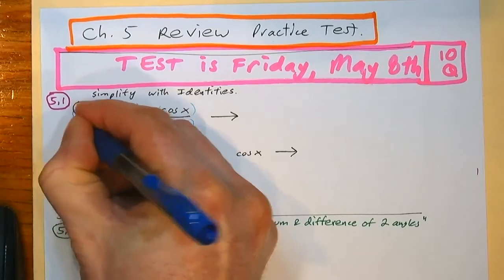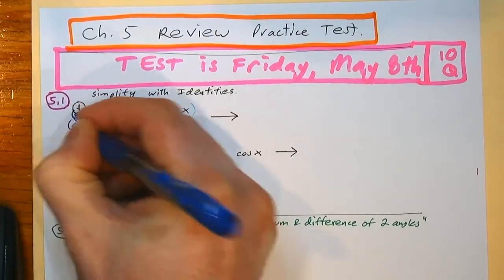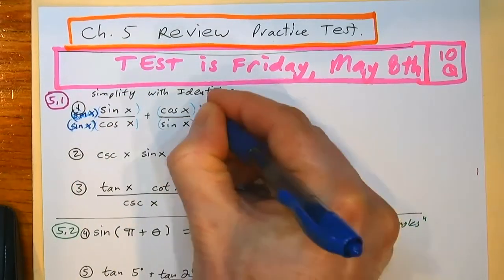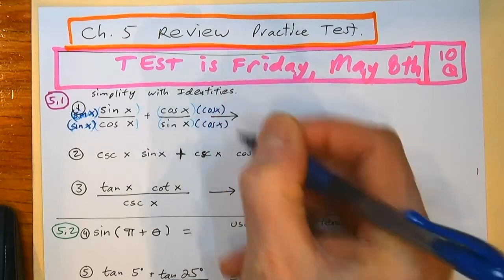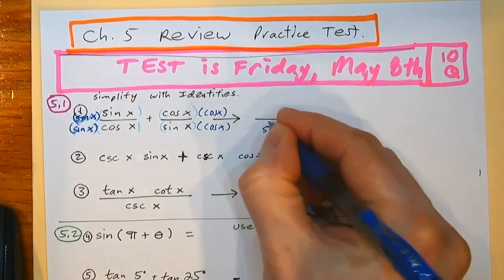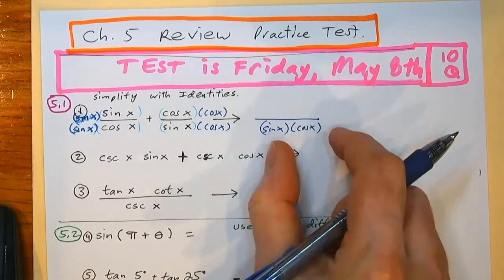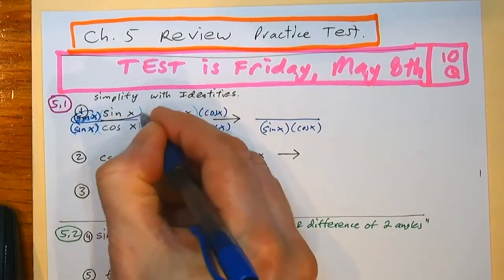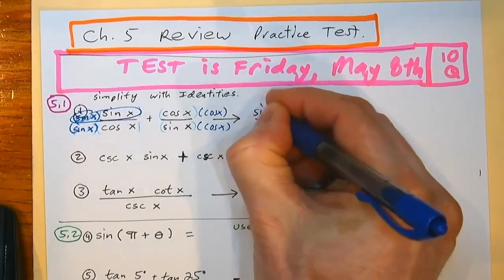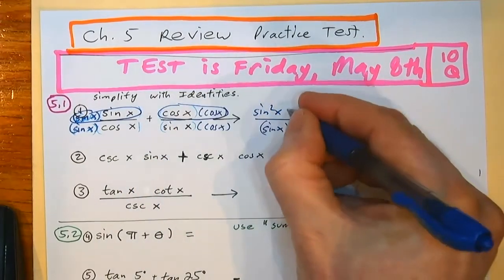I will give you sine of x. This says sine of x. And this one wants a cosine, so I'll give him cosine x. Now we've got the same bottoms. So let's say the bottom is sine x, cosine x. But what do we have on top? We have sine times sine. Sine times sine is sine squared. And here I have cosine times cosine.